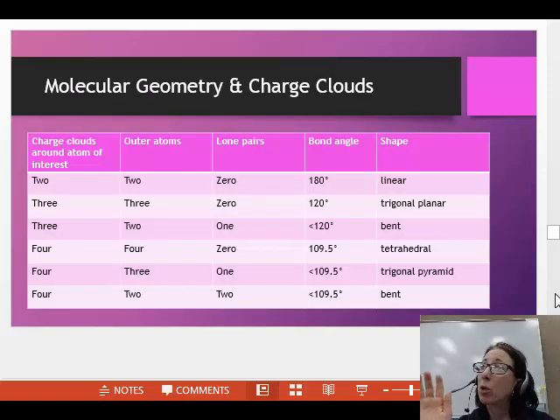When we look at our molecular geometry table, we see that 3 charge clouds with 3 outer atoms and no lone pairs has a molecular shape of trigonal planar and bond angles of 120 degrees.